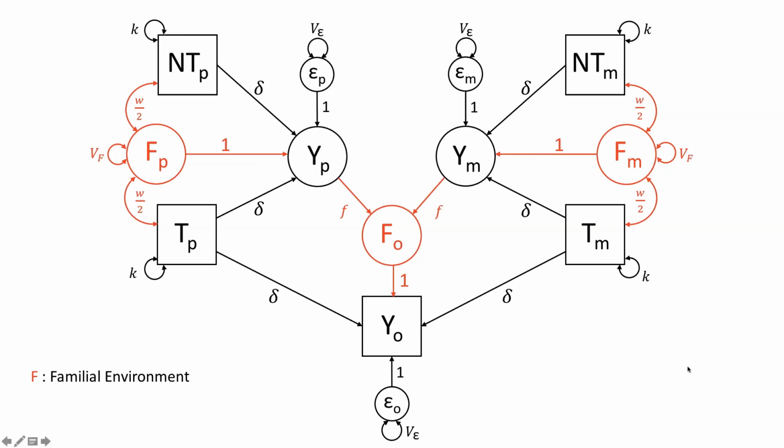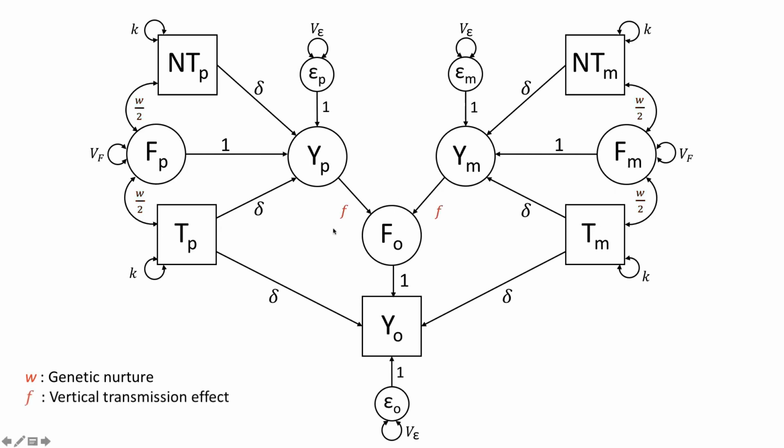So by modeling each person's familial environment, we can estimate W, which is the genetic nurture covariance. So that is the covariance between each person's haplotypes and their familial environment. And these Ws are accounting for the piece of these PGSs that is actually tagging environmental effects and vice versa. So in addition to these Ws, we also have these little f's, which as you can see are the impact of the parental phenotypes on the offspring phenotypes mediated by the familial environment. That is, these are the vertical transmission effects.